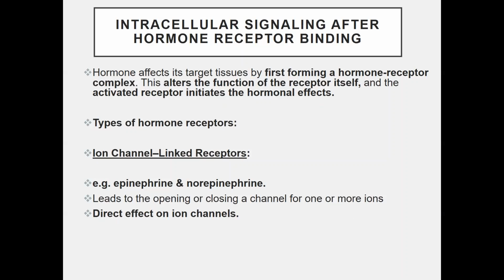We have many types of hormone receptors that are specific based on the function of the target cells. The first type is the ion channel linked receptors, like the receptors where epinephrine and norepinephrine bind. These receptors are attached directly to voltage-gated channels like the sodium, potassium, or chloride channels, and the binding of this hormone to the ion channel receptors causes the opening or closing of this channel and controls the release of various ions in the cytoplasm.